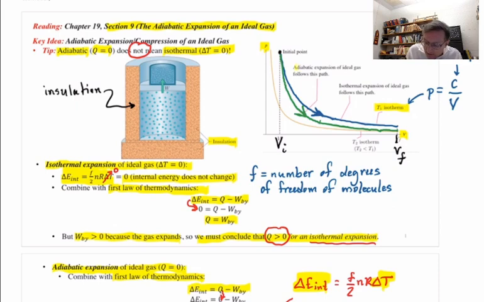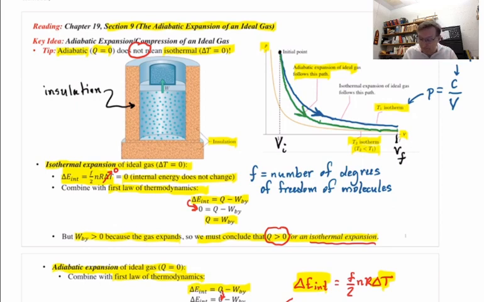So here's the description. Adiabatic expansion of an ideal gas follows that path that I just drew in green. And in fact, it ends up on an isotherm that I said is the T2 isotherm, temperature 2, where T2 is less than T1. The temperature of the gas got less.